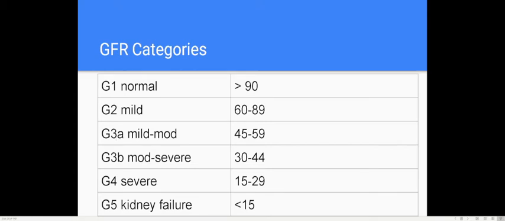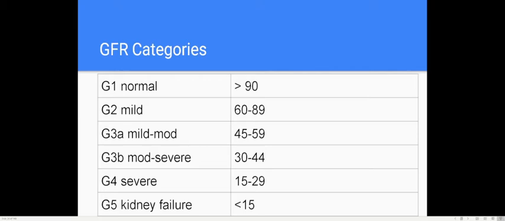G2 is mild at 60 to 89. Some of these are kind of hard to remember. G3A is mild to moderate, that's 45 to 59. G3B is moderate to severe, that's 30 to 44. G4, which is group 4, is severe. It's 15 to 29. G5 or group 5 is kidney failure.